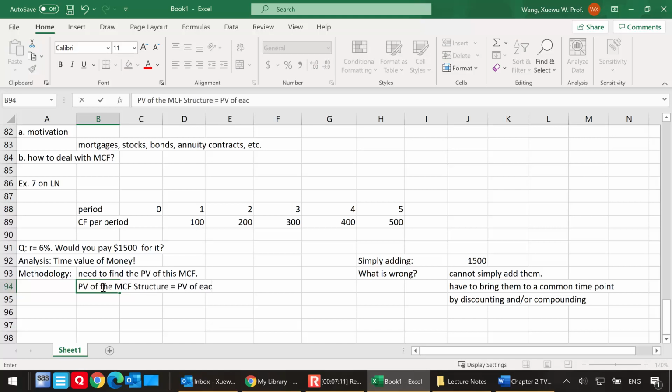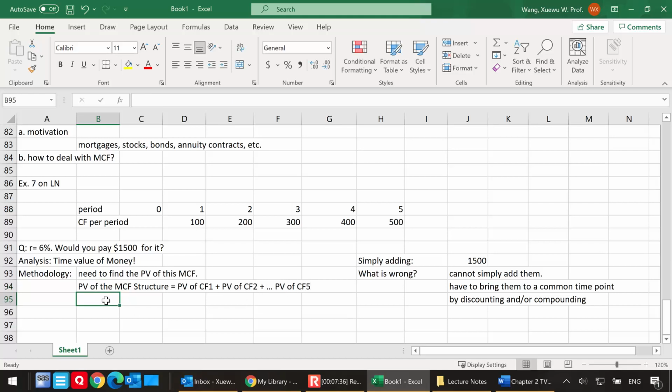All right, so the methodology: present value of the multiple cash flow structure is equal to present value of each cash flow, added up. Present value of the cash flow in the first period plus present value of the cash flow in the second period, which is denoted by cash flow 2, and in this case, you have present value of cash flows in the 5th period.